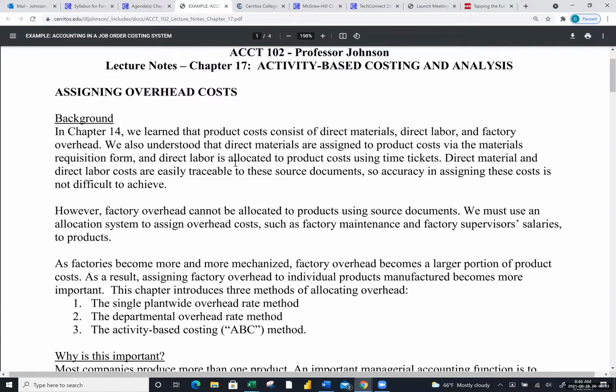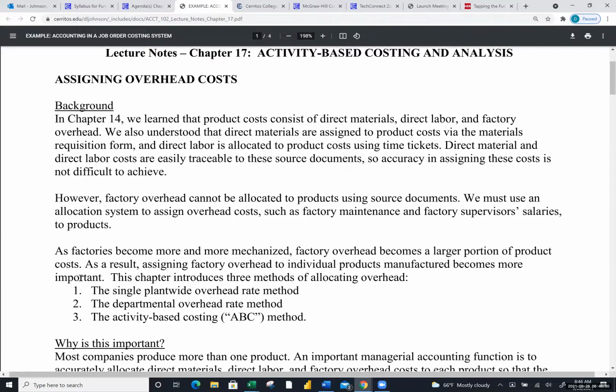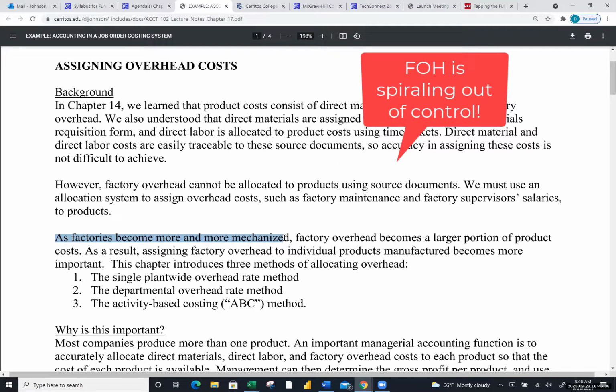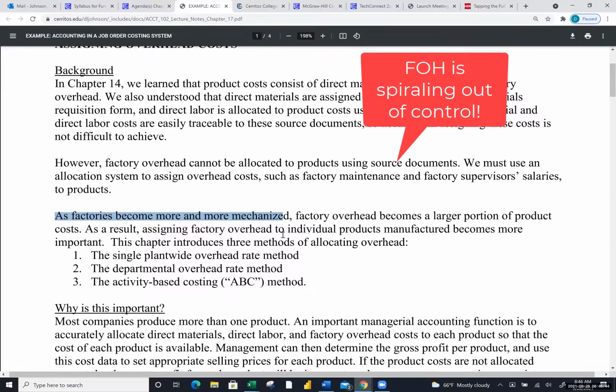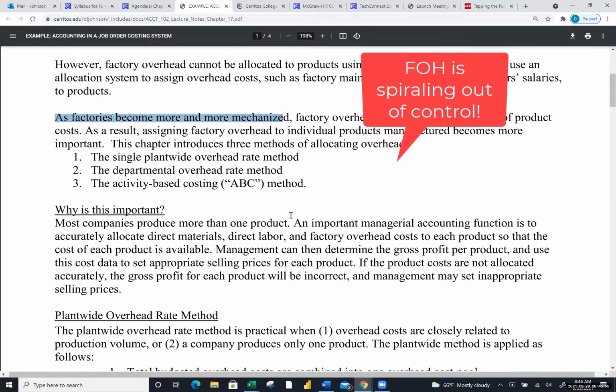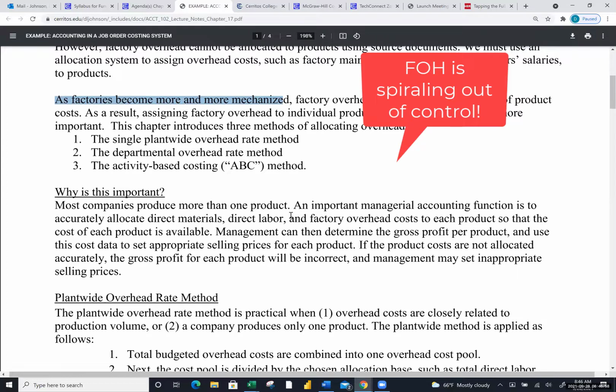And what I try and do on these handouts is just summarize as best I can what the authors told us in, I hope, easier to understand language. Okay, so again, I mentioned this, as factories become more mechanized, factory overhead has become a larger portion of the product costs. And actually, it is spiraling out of control. So people have spent more time and more money figuring out what causes these costs to happen. And is there any cost-cutting measures that we can implement that will help our bottom line, help our shareholders, and so forth? So why is this important?